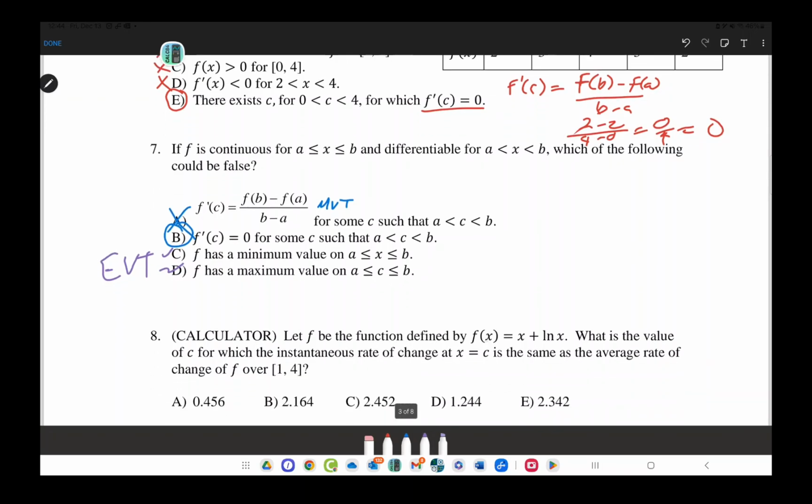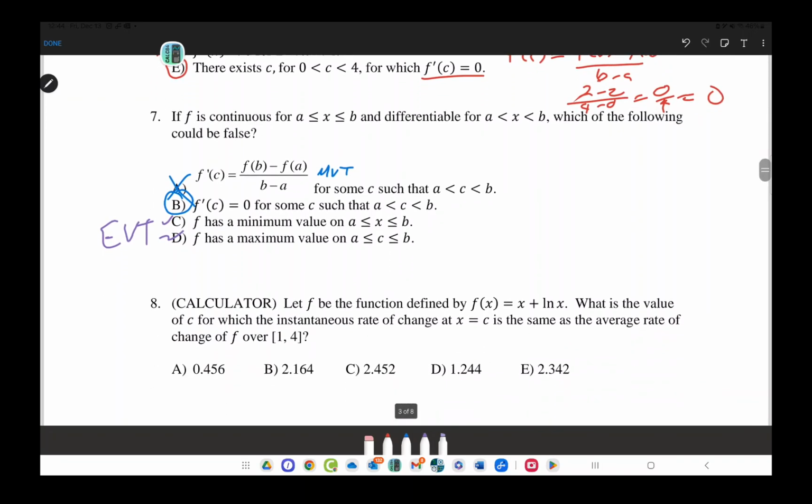Right, it says calculate. That's nice. So let our function be defined as f of x is x plus natural log of x. What is the value of c for which the instantaneous rate of change is the same as the average rate of change over 1 to 4? So we do need to find the average rate of change first.